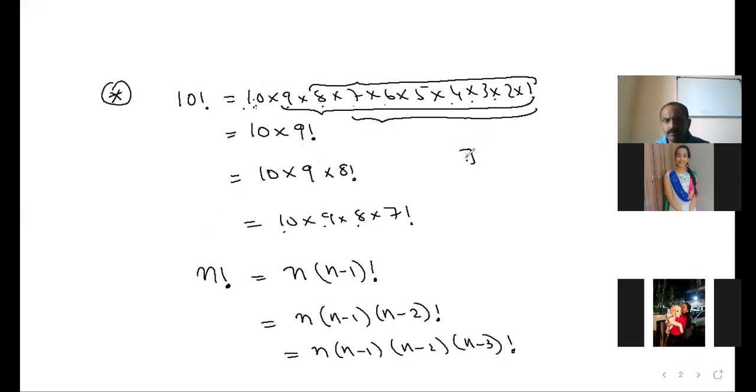Like this, you can keep on reducing the factorials. So how will you write 7 factorial? 7 factorial can be written as 7 into 6 factorial. What is the actual meaning of 7 factorial? 7 into 6 into 5 into 4 into 3 into 2 into 1. But what do you call 6 into 5 into 4 into 3 into 2 into 1? 6 factorial.